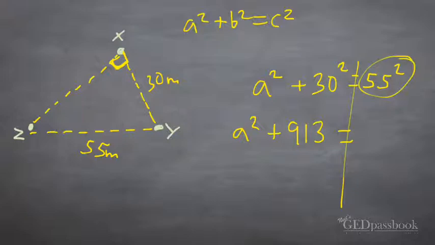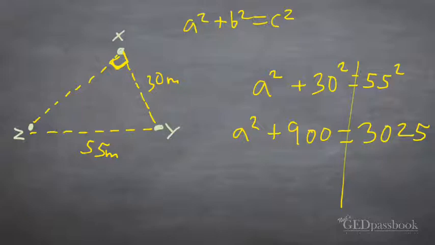No, I said 900, not 913. I thought I heard 913. No. Jeez. 900. All right, so what's my 55 squared? That's a big one. 3,025. That's a big one.